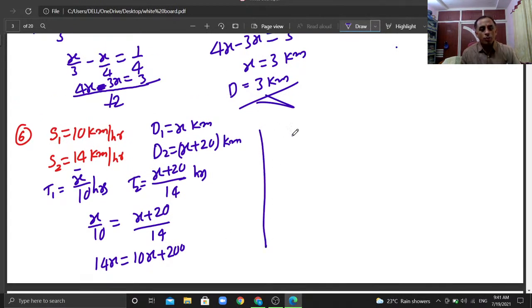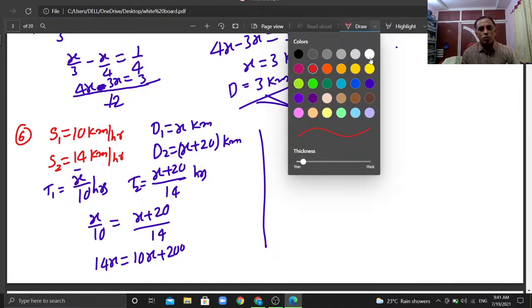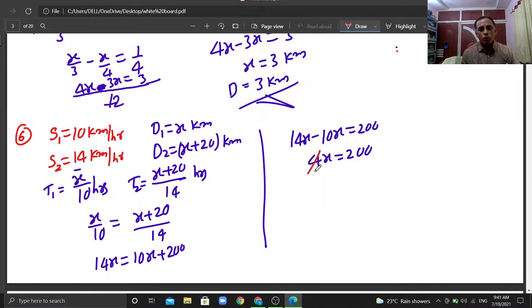Now, send the 10x from right to left. 14x minus 10x is equal to 200. What is 14 minus 10? 4x. 4x is equal to 200. Now simplify this equation. 4 ones are 4, 4 fifties are 200.